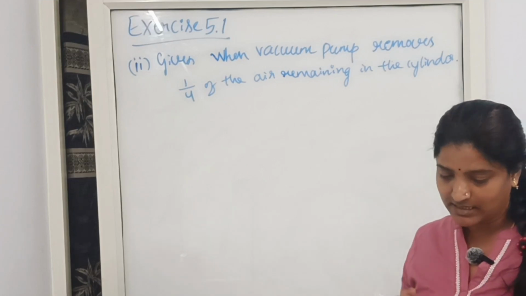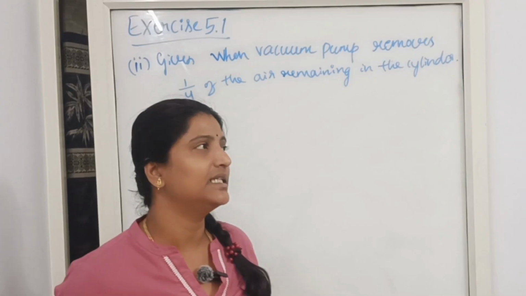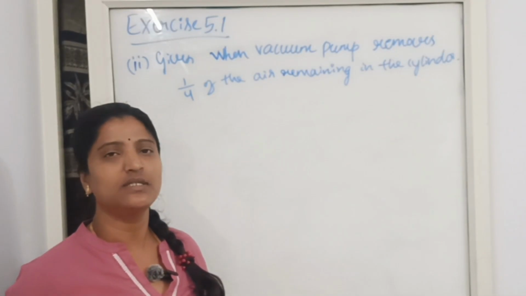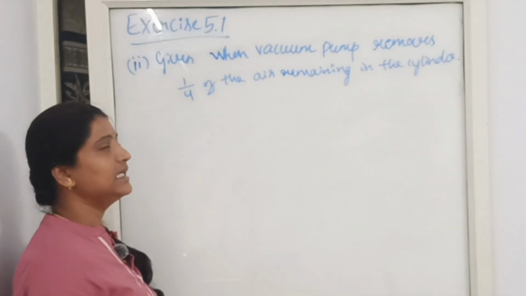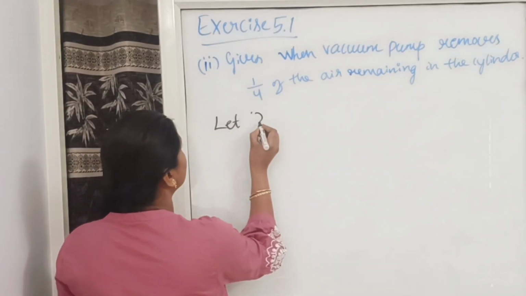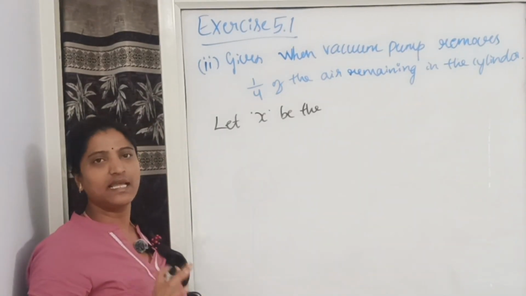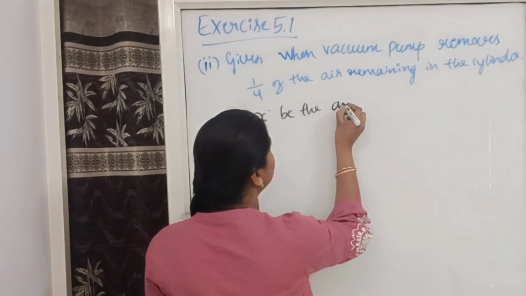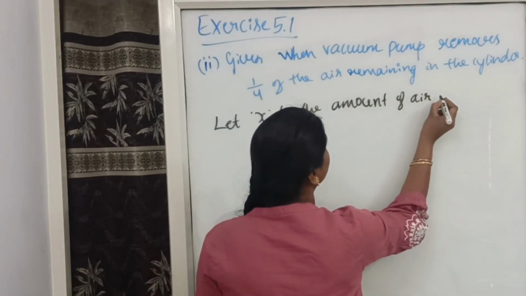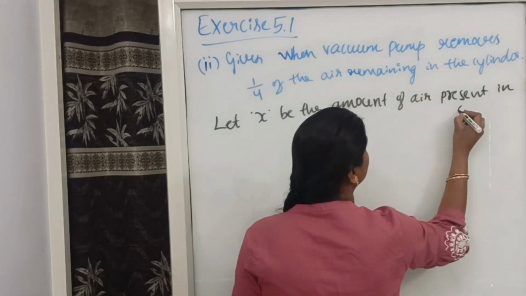This is the situation and we need to check whether this number list forms an arithmetic progression or not. For this it is required to continue. Let x be, always the unknown thing we consider as x. Let x be the amount of air present in the cylinder.